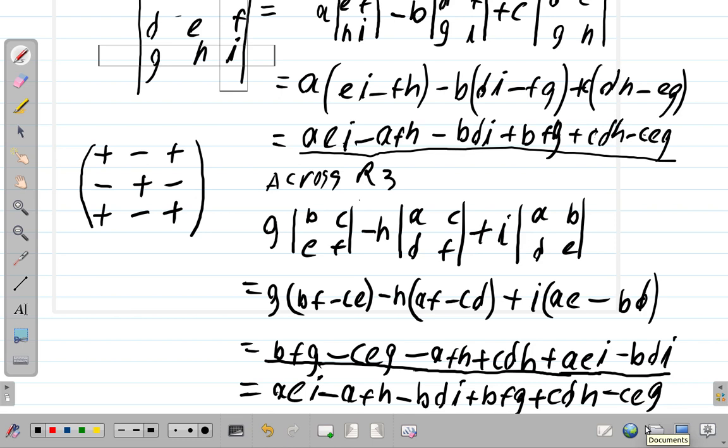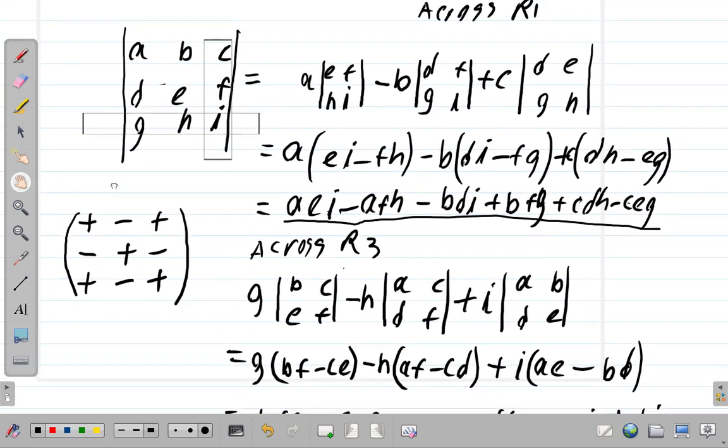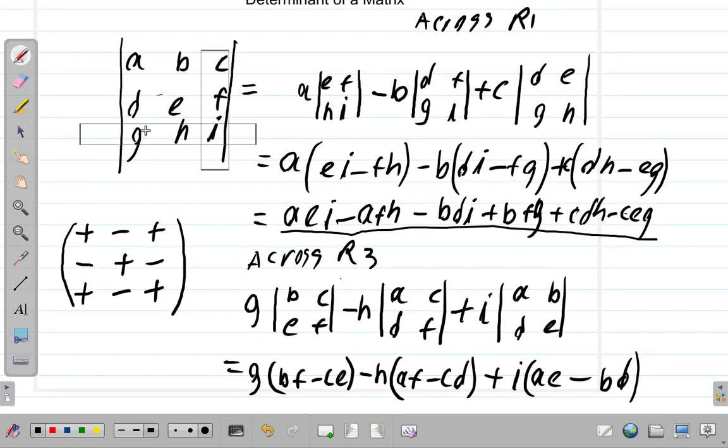So we have the same thing when we moved across row 1. We covered row 1. Then we move covering C, B, and G. Also, when we cover D, E, and F, that's row 2, and then across row 3, we cover G, H, and I. And we got the same thing. So it doesn't matter which row you go across. Alright? So that's it for this video. I'll see you in the next video.